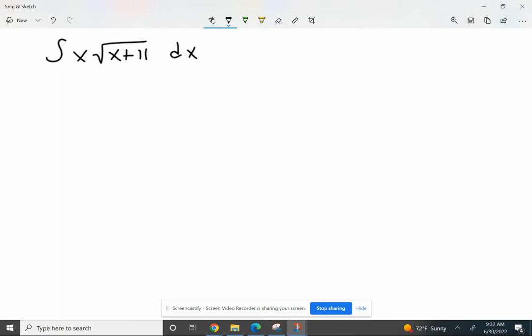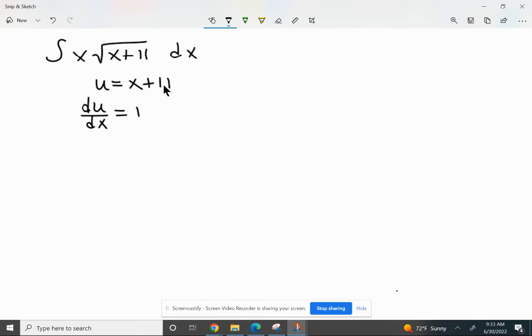Okay, we could let u equal x plus 11, the most complicated part. And then we could find the derivative of u with respect to x. We could write that as du over dx. The derivative of u with respect to x would be 1. The derivative of x is 1. The derivative of 11 is 0.